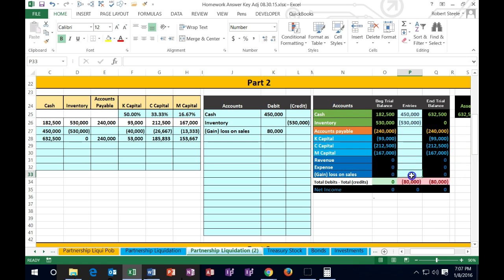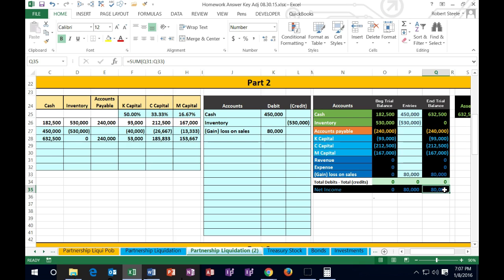Then we're going to report the gain, which is going to be the loss. In this case, it's a loss. We lost money. And that's going to equal the 80,000. So 80,000 is going to go up in the debit direction. And we're representing a loss, meaning that we lost money. That's represented by a debit on the income statement. Now we're going to do kind of like the closing process.